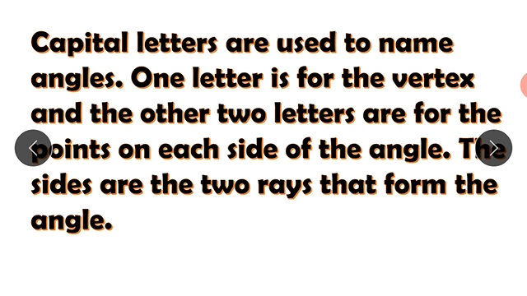So in naming angles, we use capital letters. One letter is for the vertex and the other two letters are for the points on each side of the angle. The sides are the two rays that form the angle.